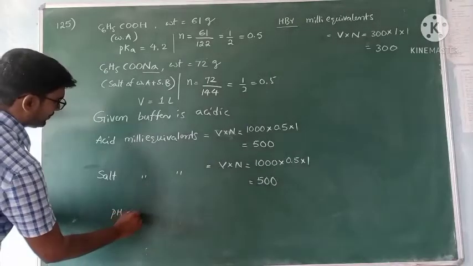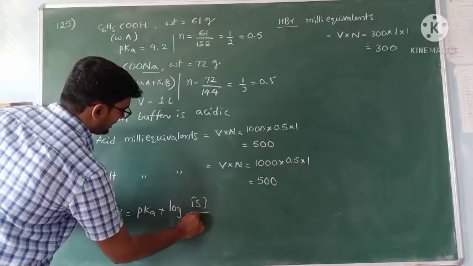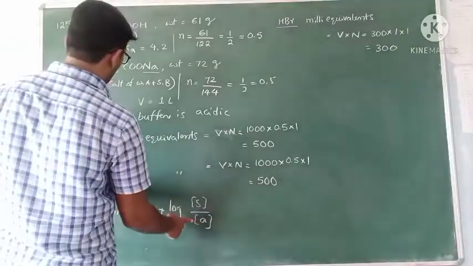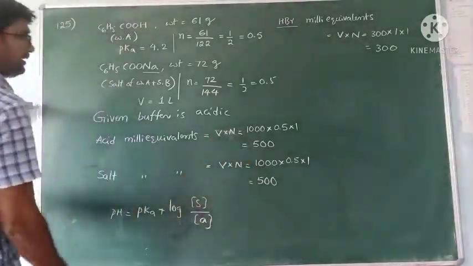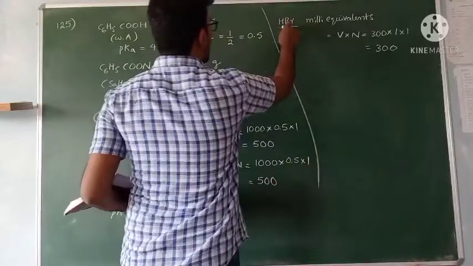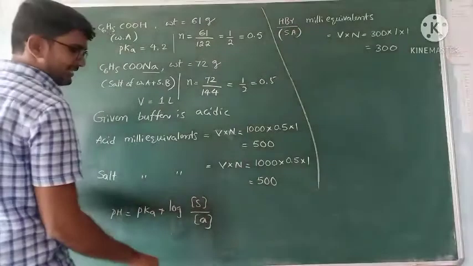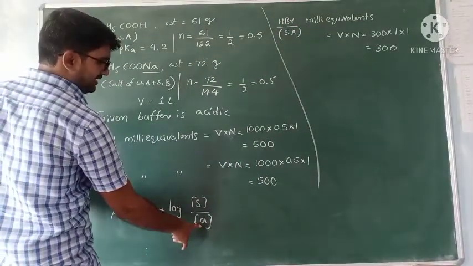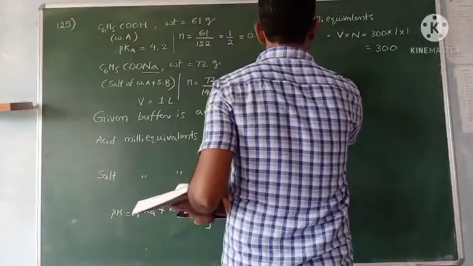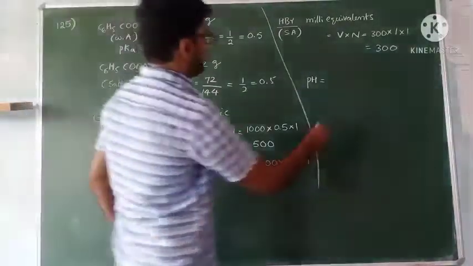pH is equal to pKa plus log concentration of salt by concentration of acid. So concentration of salt 500, concentration of acid also 500. But for this acidic buffer solution, what is added? HBr, a strong acid, is added. After adding strong acid, acid concentration increases and salt concentration decreases. So simply pH equal to pKa value, pKa value is given already, 4.2.